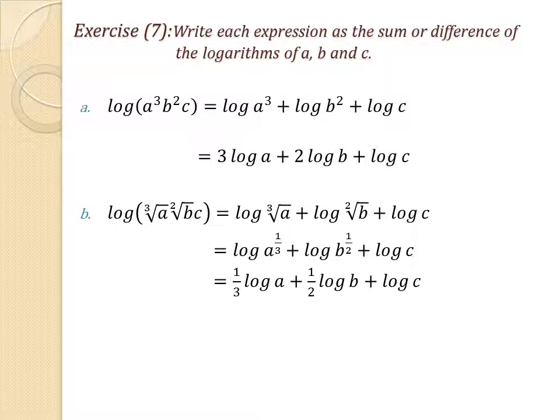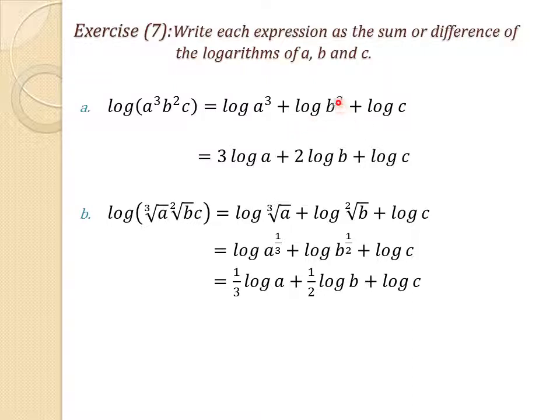On exercise 7, write each expression as the sum or difference of logarithms for a, b, and c. So now I have a single logarithm and I will make it a sum or difference. Just looking at the values here, a cubic and b squared and c, they are multiplied together. So when we multiply them, we will add logarithms. Means that this is going to be logarithm a cubic plus logarithm b squared plus logarithm c.